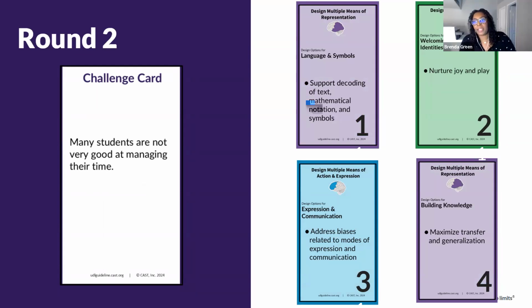Number 2, welcoming interests and identities, so nurture joy and play. Number 3, expression and communication, so we want to address biases as an option related to modes of expression and communication. And then of course, building knowledge, maximize transfer and generalization, number 4. So what are you guys thinking here? What option can we lean into to help kids with managing their time?